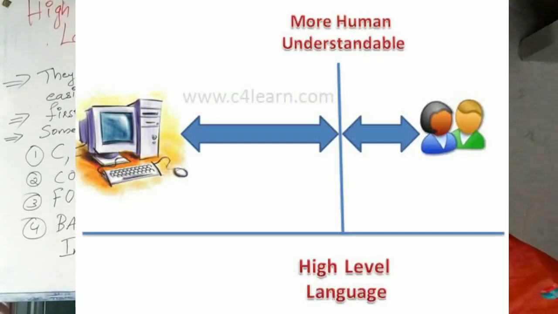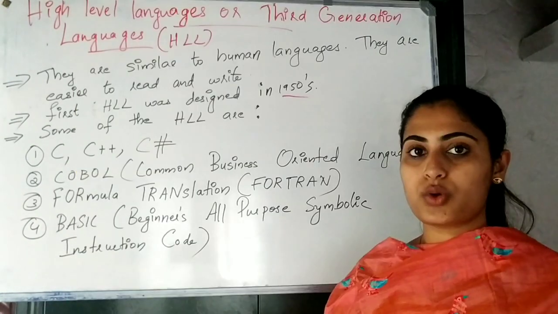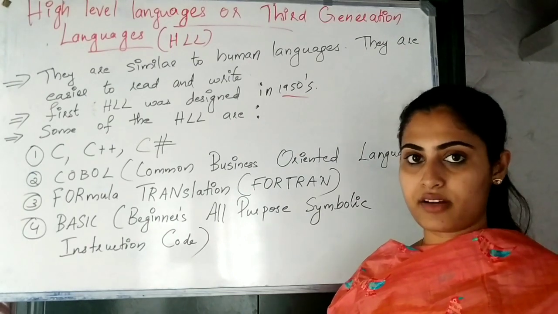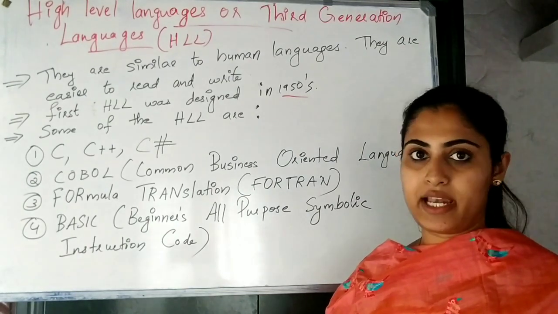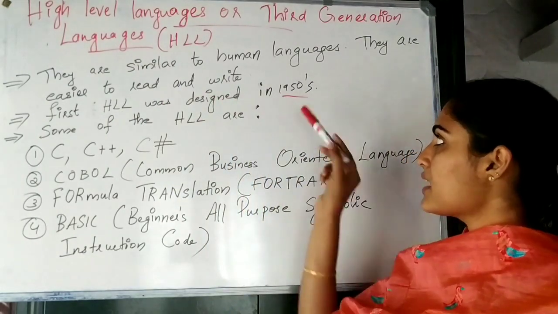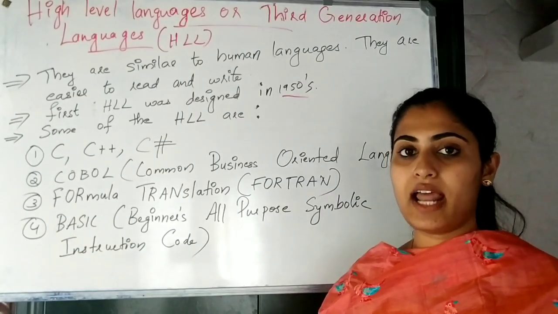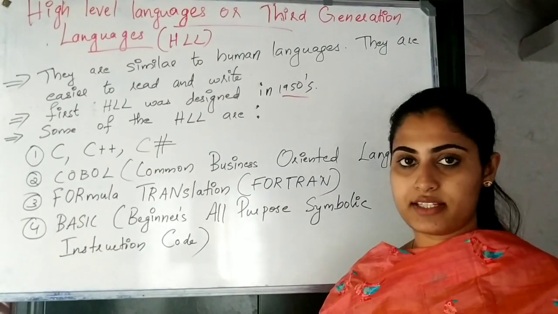These languages are similar to the human language, that is, the language that we humans use for speaking and writing. And since they use human language, it was easier to read and write. The first high level language was designed in the 1950s.